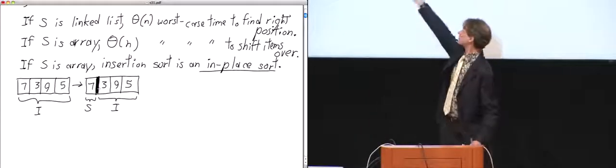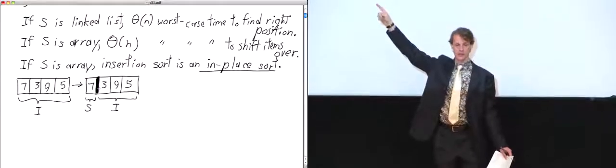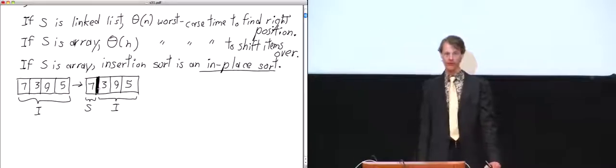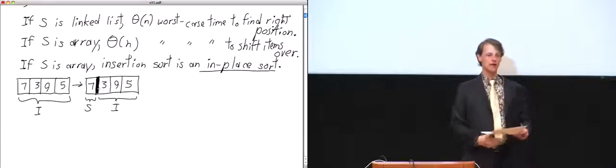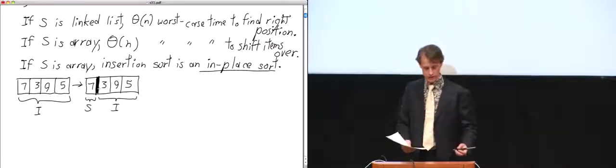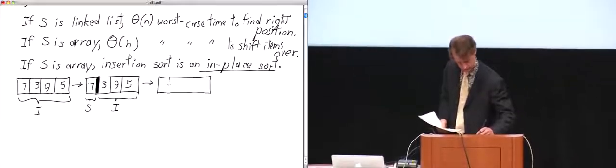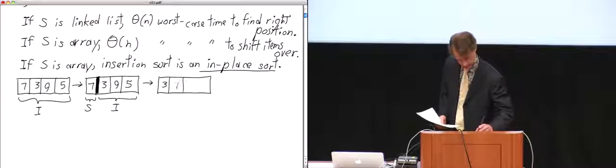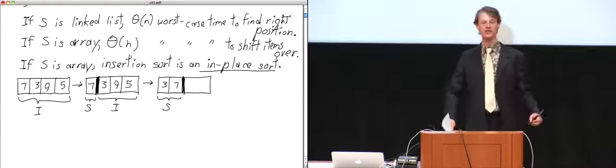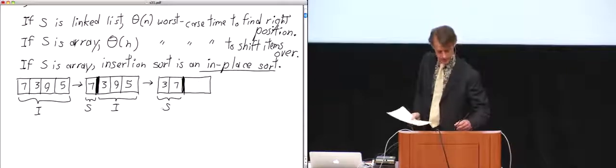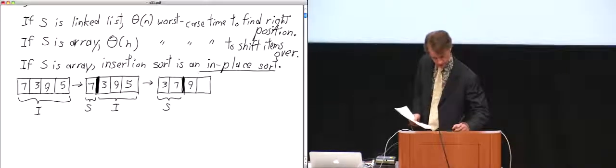And now I'm going to take the next number in the unsorted array, the 3, and I'm going to insert it into S, the sorted array. So when I insert 3 into S, that means I have to put it in its correct order before the 7. So now I have the sorted part of the array is 2 items, because I've put the 3 in its proper place. The unsorted part of the array hasn't changed at all, except that it's one item smaller.